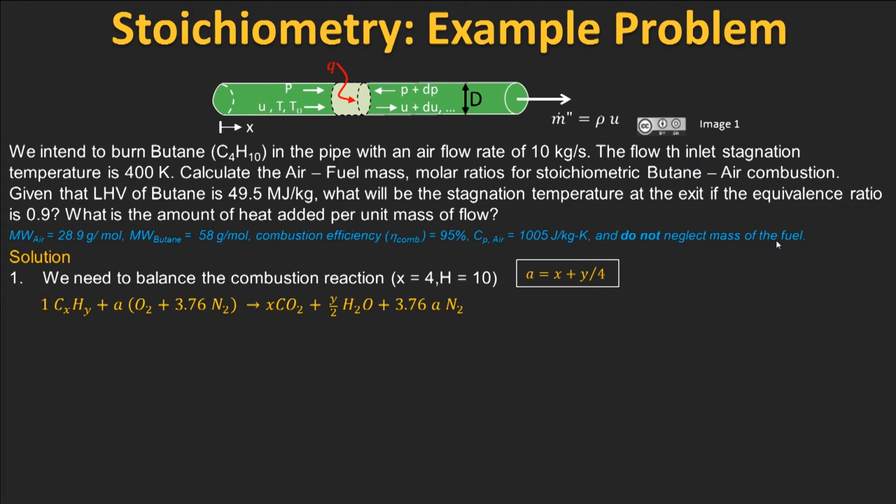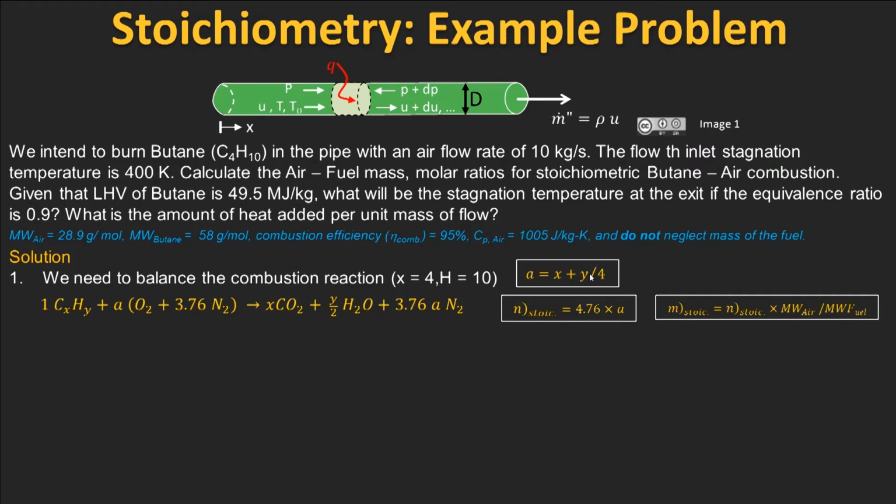We know that the number of moles of oxygen, A, required to fully react all of the fuel is given by X plus Y over 4. Corresponding to this, the molar and mass-based stoichiometric air-fuel ratios can be calculated by these two expressions. Substituting X equals 4 and Y equals 10 for butane into the expression for A and evaluating all other ratios, we get A equals 6.5, the molar ratio at stoichiometry N equals 30.94, and the mass air-fuel ratio at stoichiometry M is 15.42.